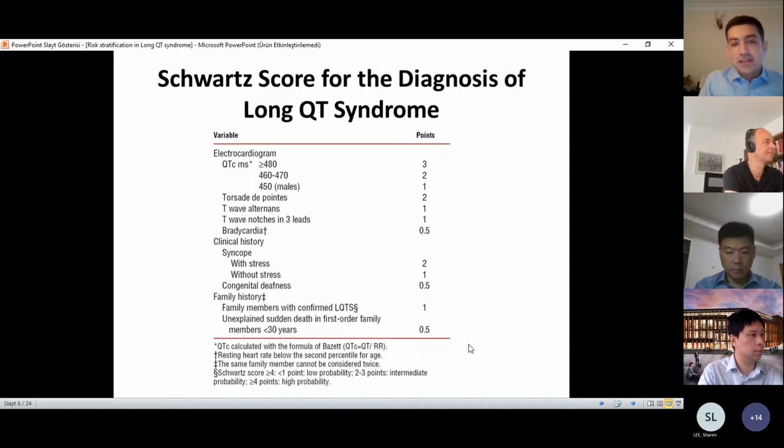Here is the scoring system that depends on ECG, clinical history and family history. Patients with a score of less than 1 point are in the low risk group. However, patients with a score of higher than 4 points are in the high risk group.